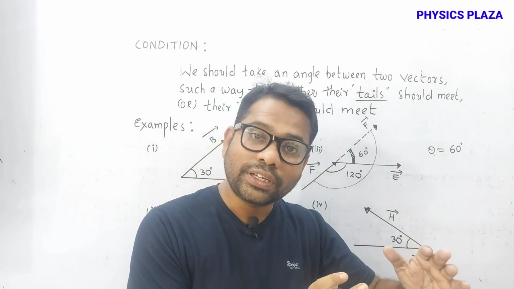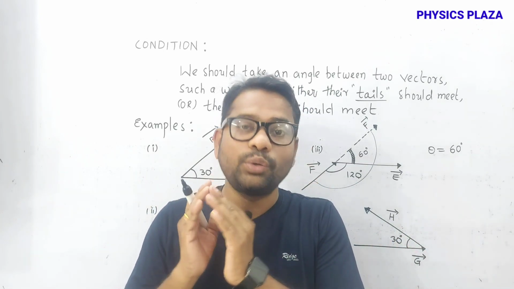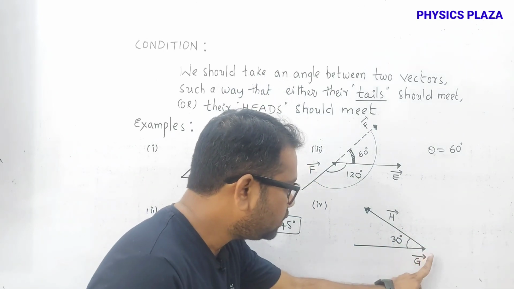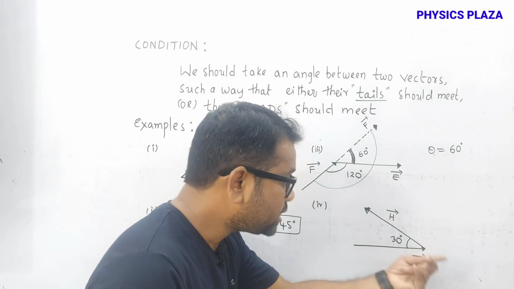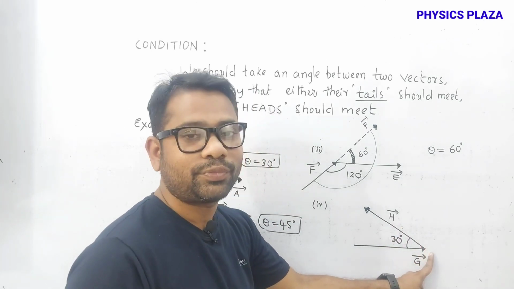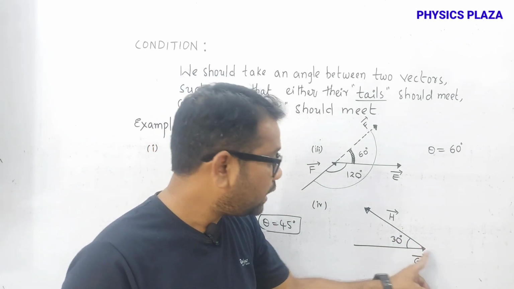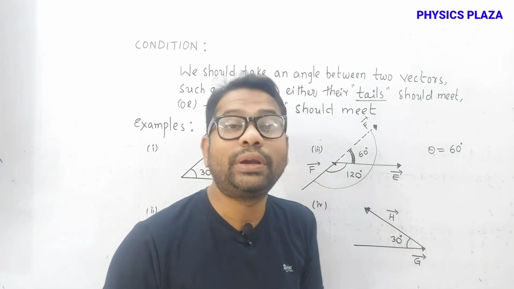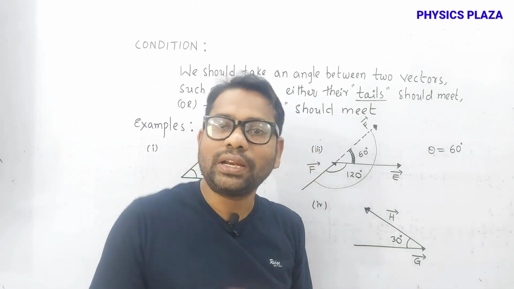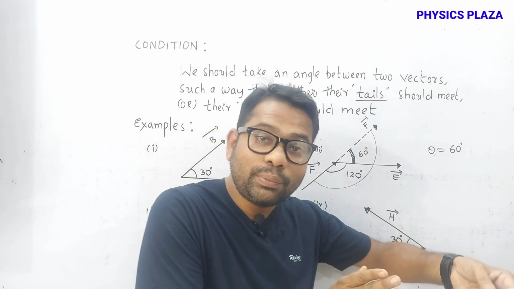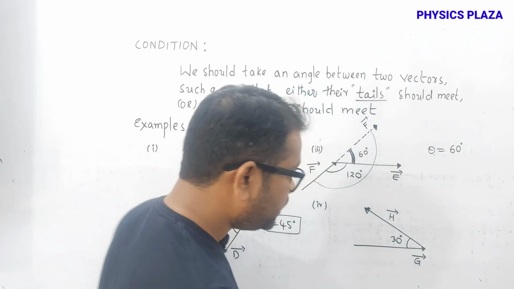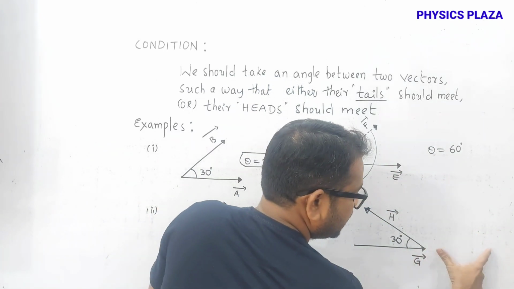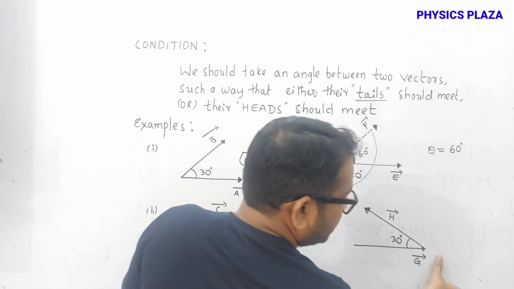Either the tails of the two vectors should meet or their heads should meet. If you can see here, the head of vector G is coinciding with the tail of vector H, so you can't do it like that. As their tails or heads are not meeting, what do we have to do? We have to shift the vectors in such a way that either their tails meet or their heads meet. So here you can shift vector G like this, or else you can shift vector H here.